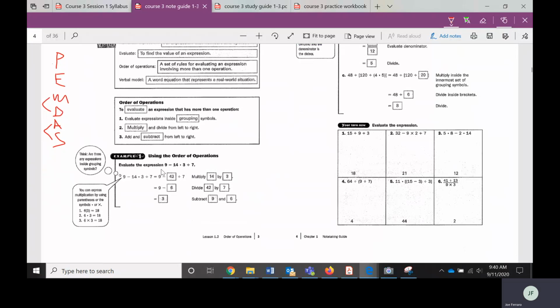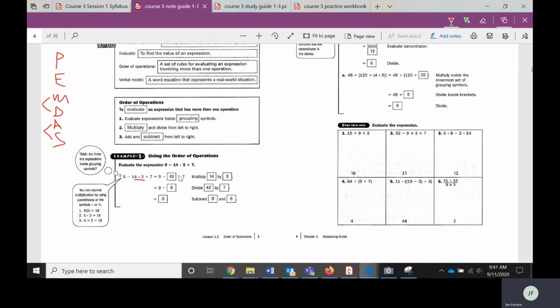Order operations here, it says evaluate the expression. That just means find the answer. You've got 9 minus 14 times 3 divided by 7. Okay, so there's no parentheses. There is multiplication and division. So the first step, you do whatever one comes first, going left to right. So the first step is going to be right here, the 14 times 3. So you can see they put that in the box here. That's 42. So now it's 9 minus 42 divided by 7.